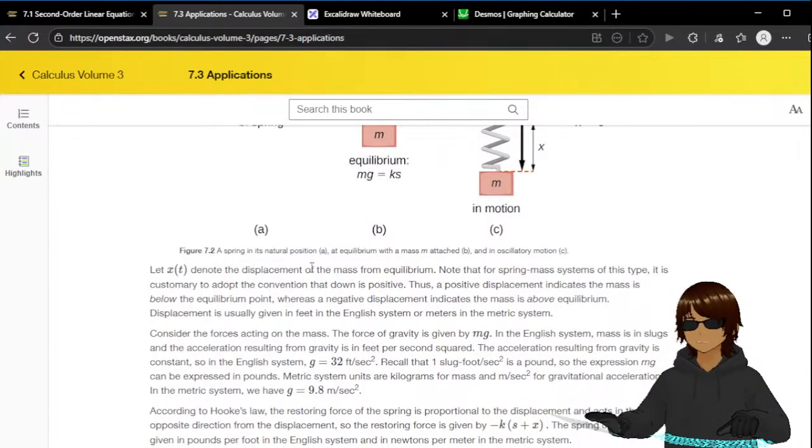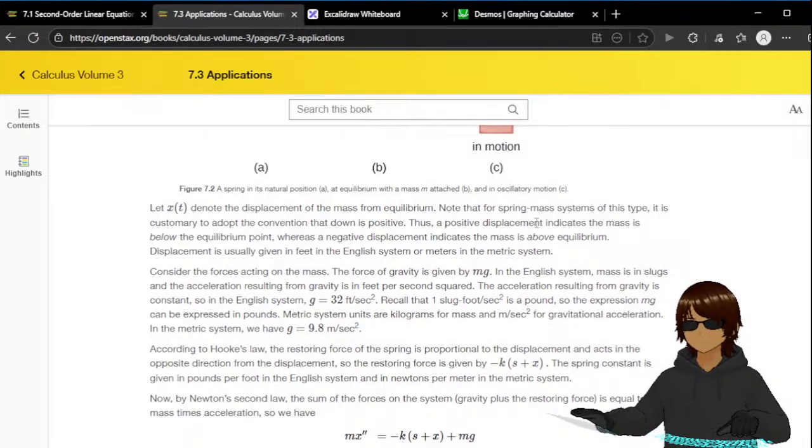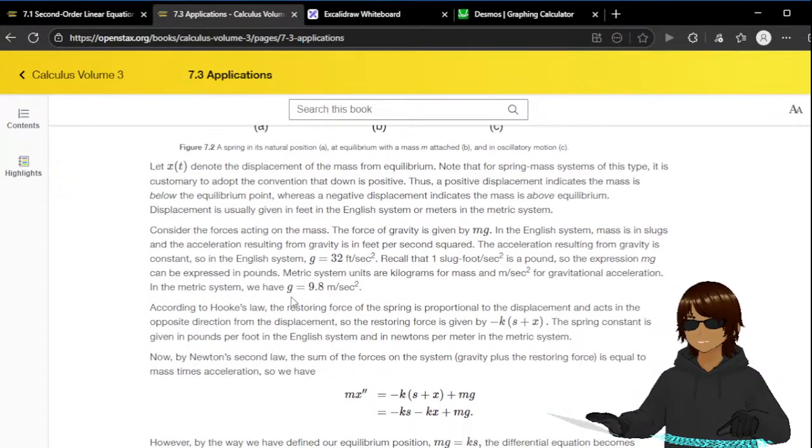Let x denote the displacement of the mass from equilibrium. Note that for spring mass systems of this type, it is customary to adopt the convention that down is positive. Thus, a positive displacement indicates that the mass is below the equilibrium point, whereas a negative displacement indicates the mass is above. Displacement is usually given in feet in the English system or meters. I think we should just stick with meters, right? Why do we have feet? So gravity is 9.8 meters per second squared.